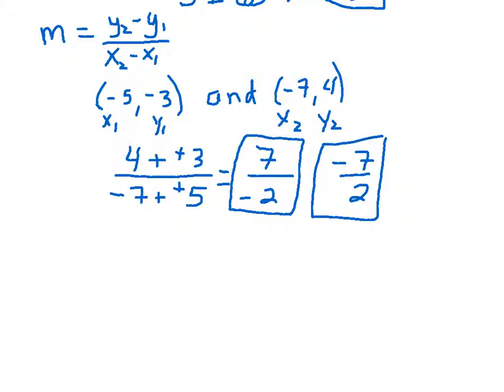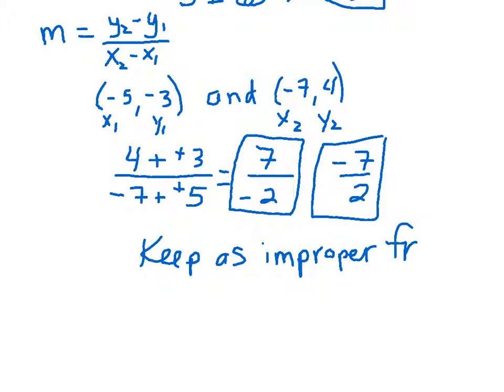And one other thing I want to point out is with slope, we don't change them to mixed numbers. So keep as an improper fraction. Because if you are using it as a slope, remember how it tells us how to go up or down when we're graphing. And if we have a mixed number, it just doesn't make sense to give us directions of how to find our next point. So that's about the only other thing.